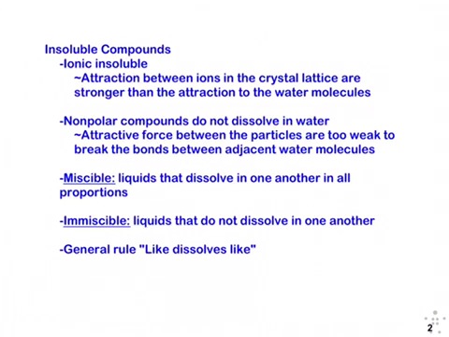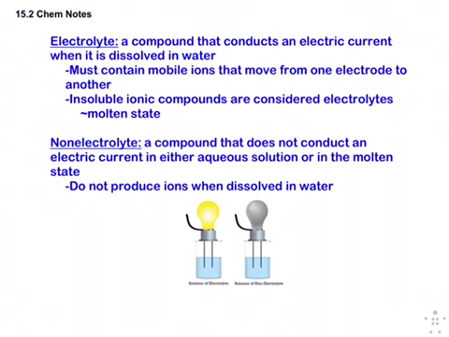Miscible is just liquids that dissolve in one another in all proportions. Immiscible is liquids that will not dissolve in one another. Like I said, the general rule here is like dissolves like. Electrolytes and non-electrolytes. Electrolytes are compounds that conduct electric currents when dissolved in water. Non-electrolytes will not conduct electric current.